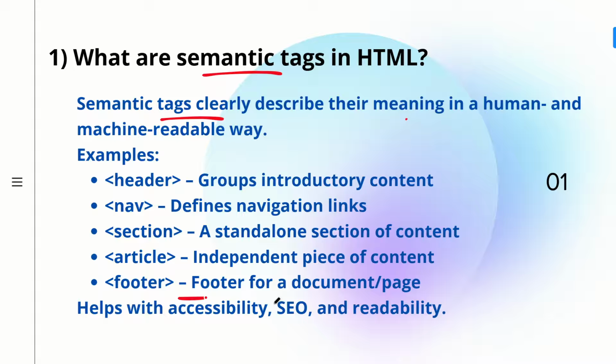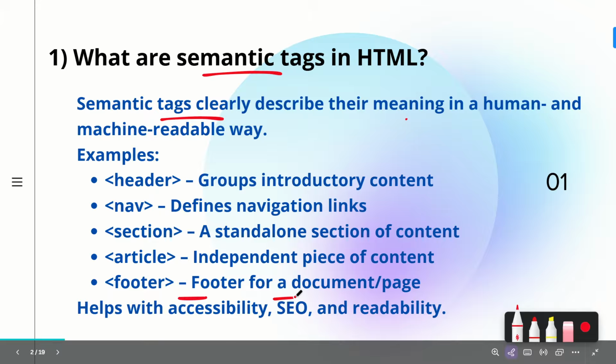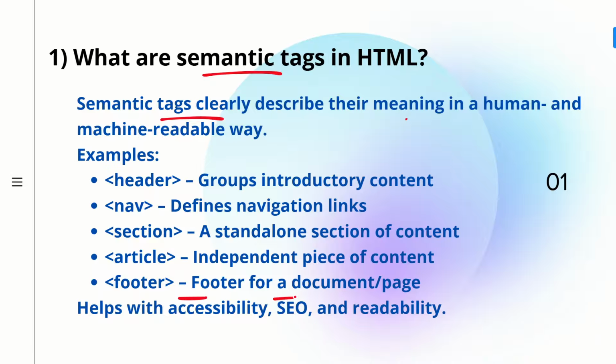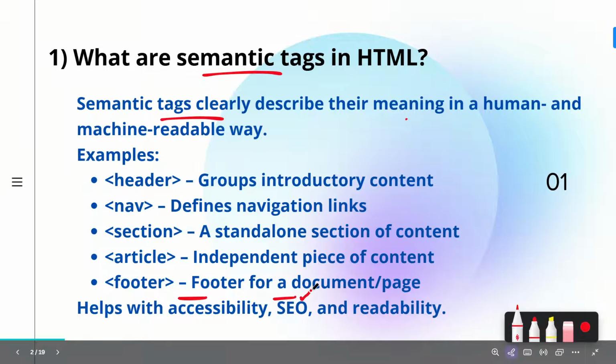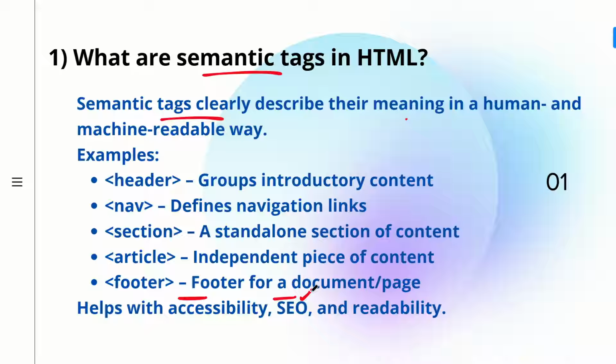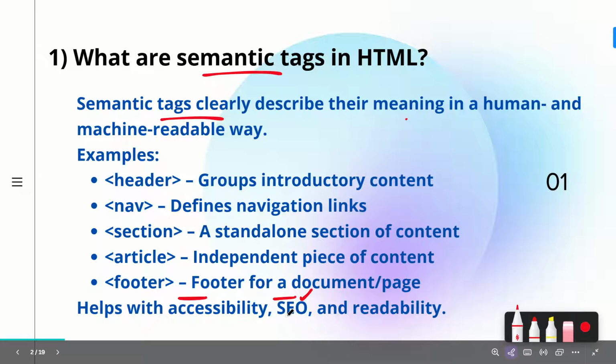Then semantic tags are helpful in SEO, that is search engine optimization. If you want your application to rank better and appear in the top results whenever someone searches on some keyword, then your website should have good ranking. For that purpose we have to use semantic tags in our application, so that search engine optimization is done properly.